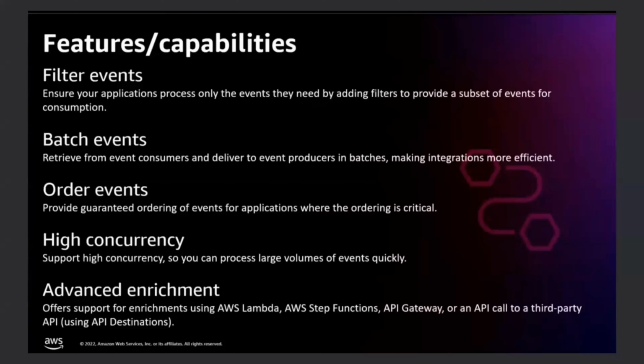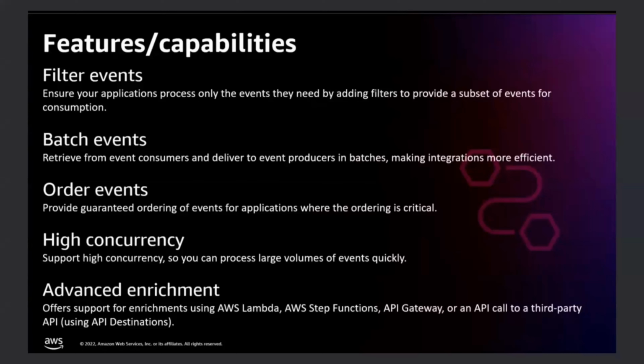So Pipes comes with several features and benefits that can significantly improve the efficiency and performance of your event-driven application. You can use event filters to select specific events from the source based on a pattern. This will help you to reduce the amount of events that are processed and delivered to the target, saving on cost and improving efficiency. You can retrieve and deliver events in batches, making integrations more efficient. Batching also helps you handle large volumes of events quickly and avoid throttling errors.